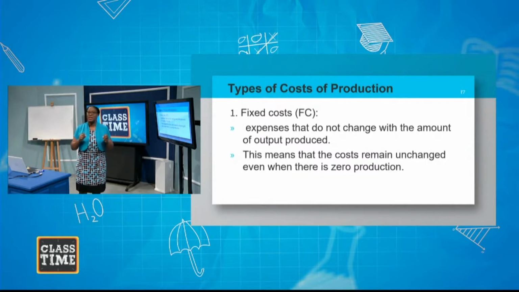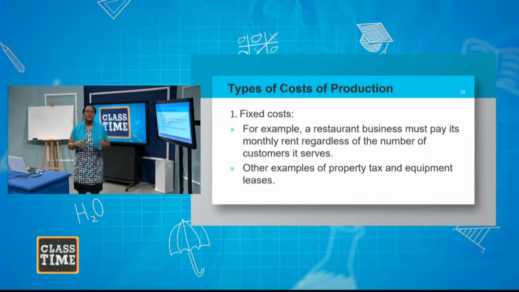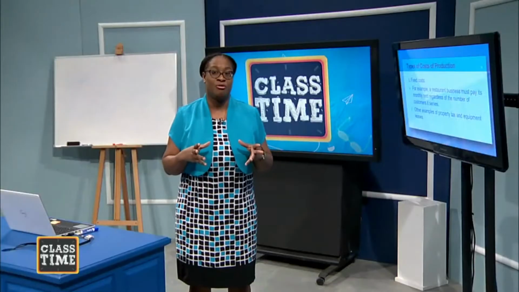Can you think of any costs that a business must cover even if they are not producing? I hear you. So, for example, you have a restaurant business and it must pay its monthly rent regardless of the number of customers it serves. So if nothing is happening, they have to pay their rent.